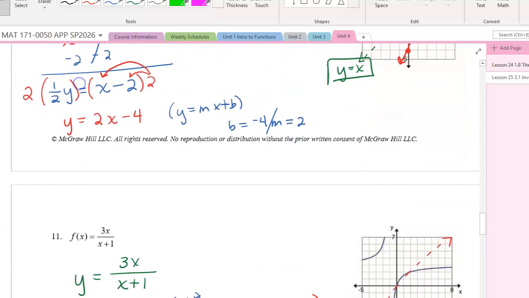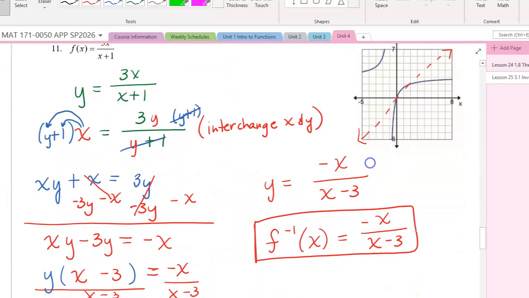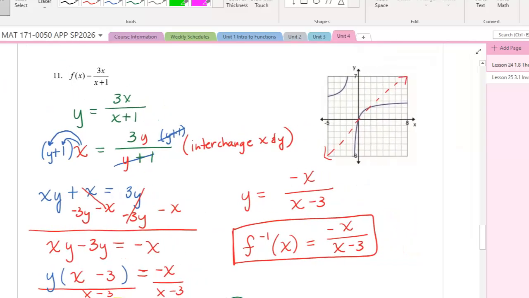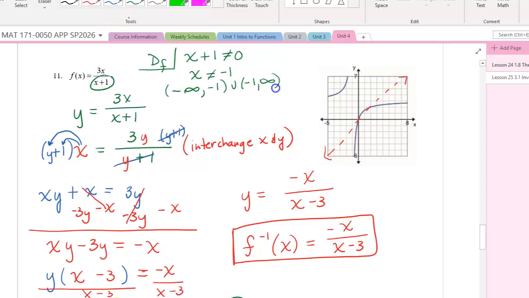The one we did in class was our rational function, and I didn't even talk about domain and range because I think I got a little busy. But without even looking at the graph, let's think about this algebraically. The domain of this function, remember, we take the denominator and we say it cannot equal 0, so x cannot equal -1. So the domain becomes from negative infinity to -1, union -1 to infinity.